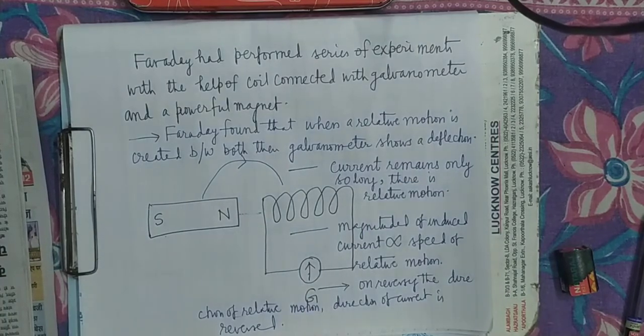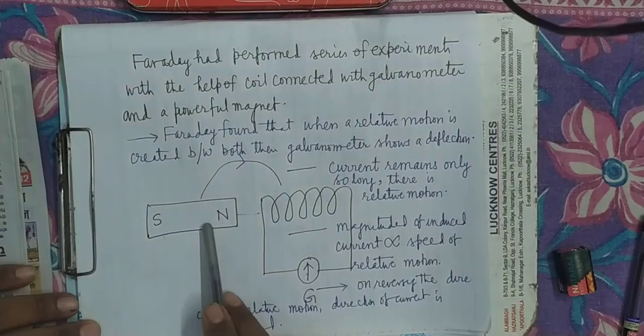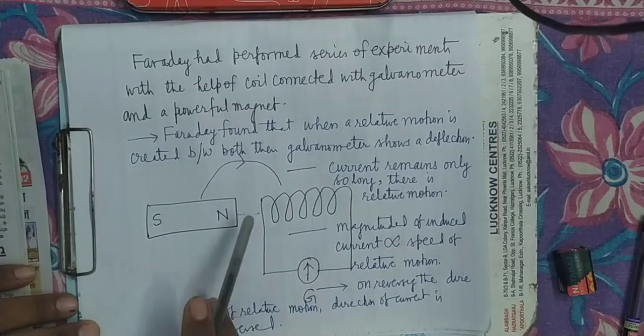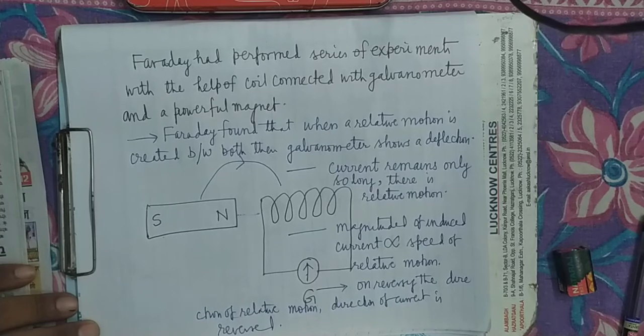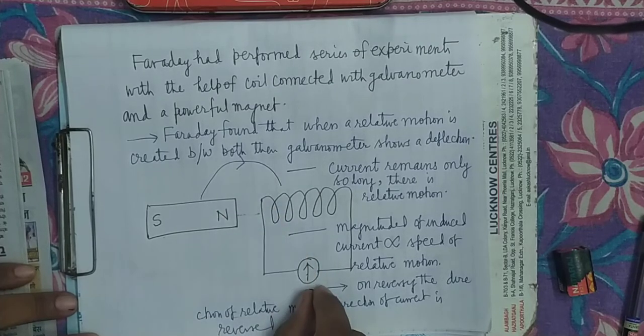Number one, as long as there is a relative motion between the coil connected with the galvanometer and a powerful magnet, the galvanometer shows the deflection, which means some current is induced in the coil, and since the coil is in a closed circuit, therefore the galvanometer is showing the deflection. Secondly, he found that this deflection persists only so long as there is the relative motion. As soon as the separation between them stops changing, there will be no deflection, and the induced current will disappear.